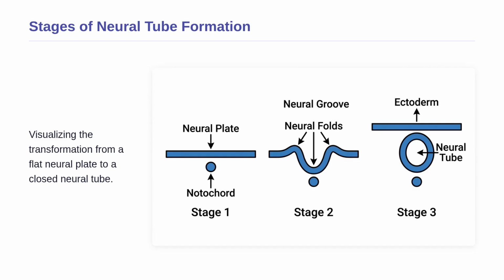Finally, on the right, in stage 3, those folds have met and fused completely. The top layer becomes the continuous ectoderm, and safely beneath it lies the fully formed hollow neural tube. If the velocity is too slow, the embryo gets stuck in stage 2.